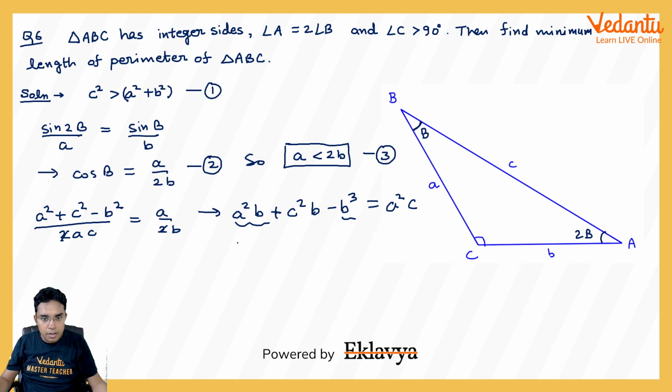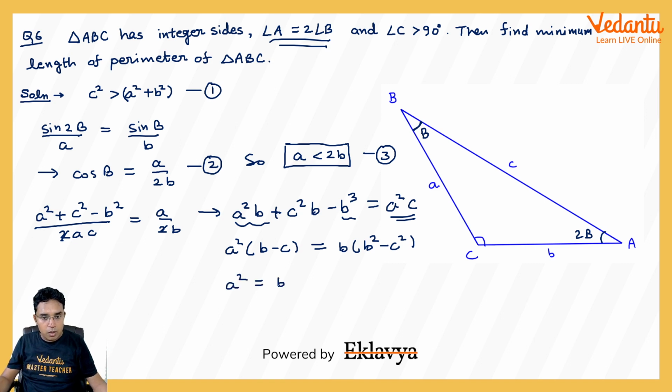Here if I take A square common, we will get B minus C. I am taking this term on the left hand side, is equal to, if I take B common, then it is B square minus C square. So B minus C is cancelled because B cannot be equal to C from this relation also. So we will get A square is equal to B into B plus C.